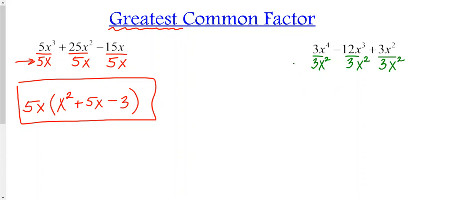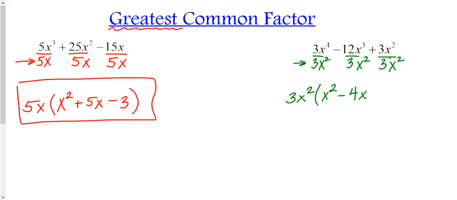All right, so again, whatever's on the bottom goes in front of parentheses. 3 divided by 3 is 1, and I don't have to write the 1 because I still have x's. So I started with 4 x's, I took 2 to the outside, I have 2 left inside. Minus 12 divided by 3 is 4. I had 3 x's, I took 2 out, leaves me with 1 x.